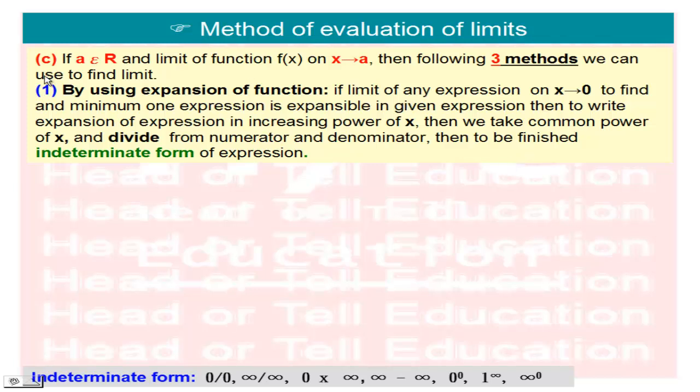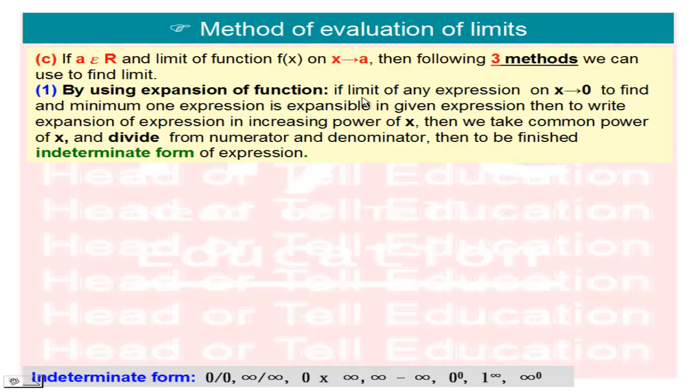Now comes the third method. The third method says: if a belongs to R and the limit of the function f(x) as x tends to a exists, then we can use the following three methods to find the limit. The first method is by using expansion of the function.